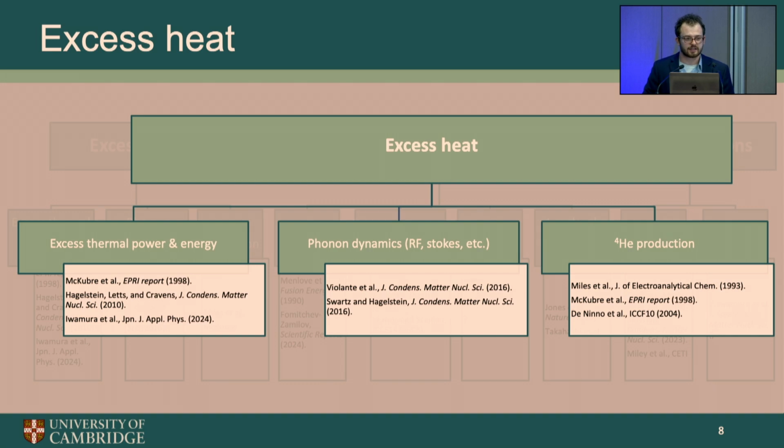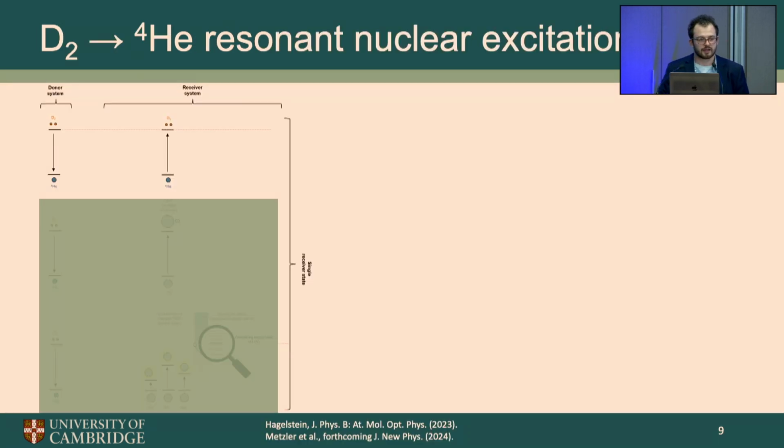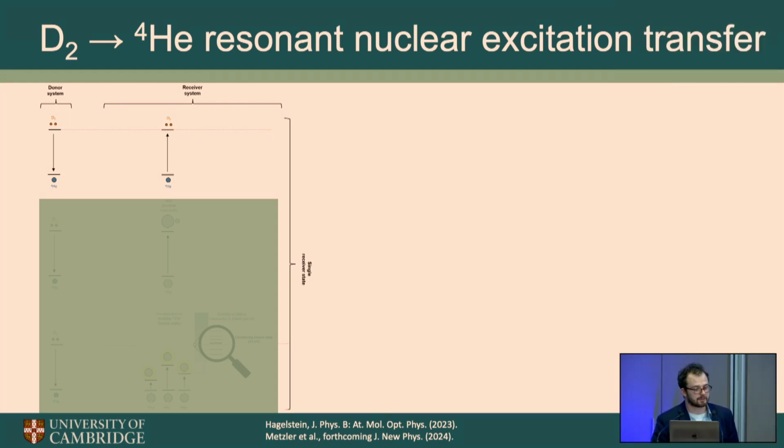So let's start with excess heat. This is, I think, what most people here care about. So we can naively start with an idealized picture. When we talk about nuclear excitation transfer, when Peter talks about nuclear excitation transfer, you can start with the idealized case where a decay of a D2 excited state to a helium-4 ground state is coupled with a perfectly resonant excitation of a helium-4 to a D2 state.